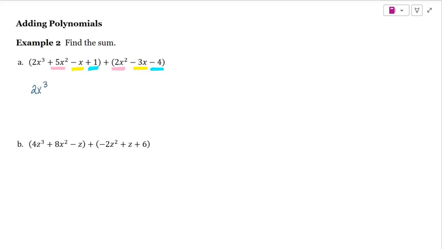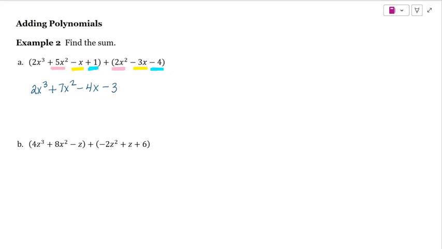So 2x cubed. Looking at my second terms, I've got a positive 5x squared and a positive 2x squared. Combining those together, we get plus 7x squared. For my third term, I have minus x and minus 3x. That's minus 4x. And then plus 1 minus 4, that gives me a minus 3.